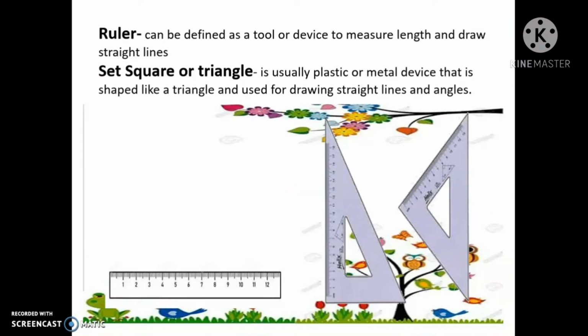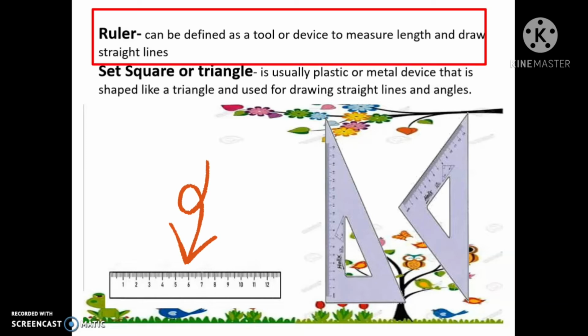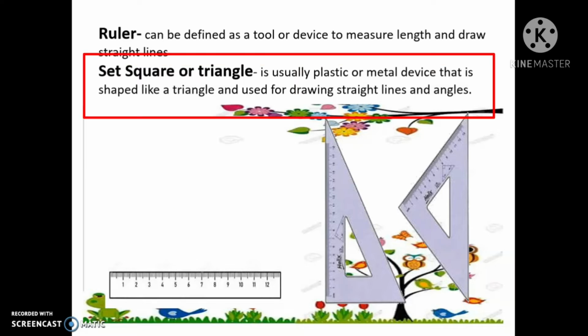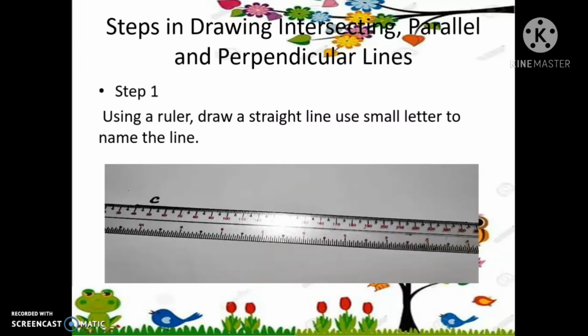After learning the description of intersecting, parallel, and perpendicular lines, let us practice how to draw these lines using a ruler and a set square. Let us define the ruler and a set square. A ruler can be defined as a tool or device to measure length and draw straight lines. A set square or triangle is usually a plastic or metal device that is shaped like a triangle and used for drawing straight lines and angles.